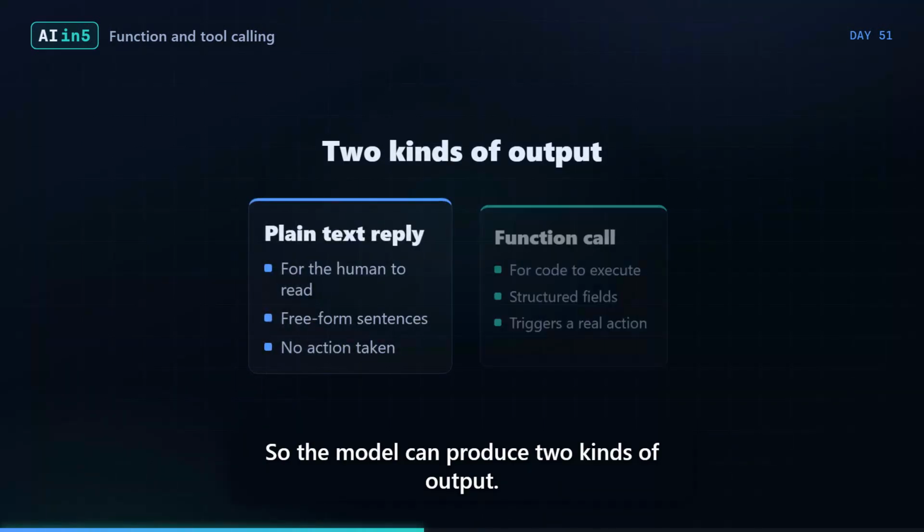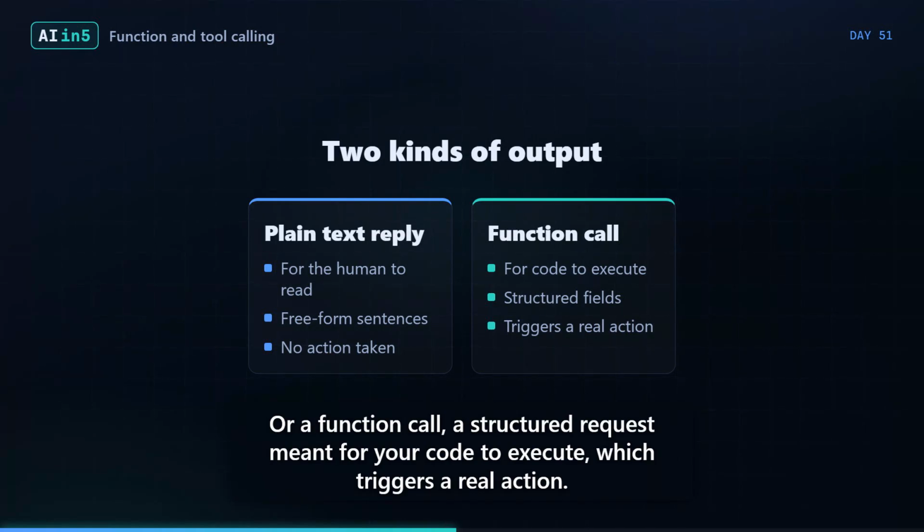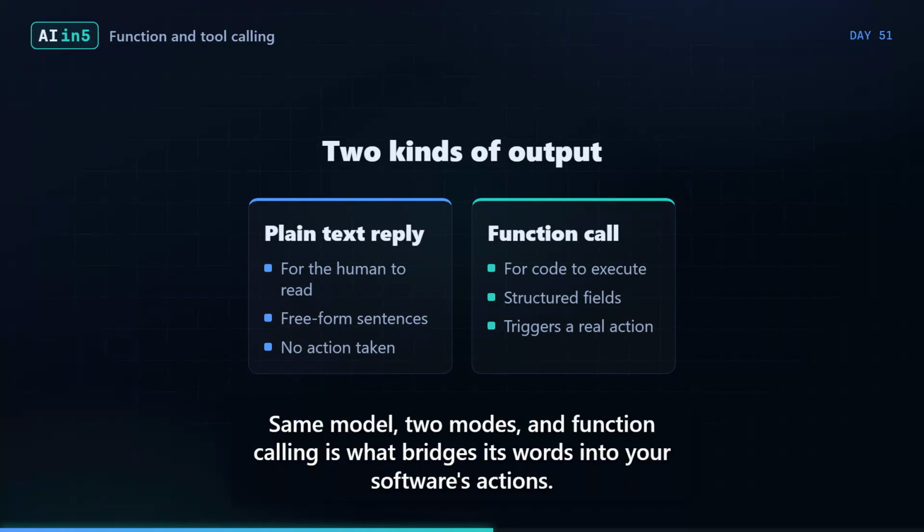So the model can produce two kinds of output. A plain text reply, normal sentences meant for a human to read, no action involved. Or a function call, a structured request meant for your code to execute, which triggers a real action. The model decides which one fits the moment, chat back, or call a tool. Same model, two modes, and function calling is what bridges its words into your software's actions.